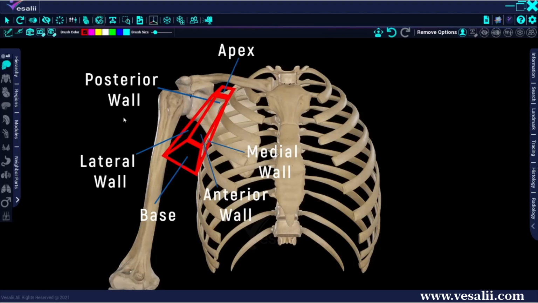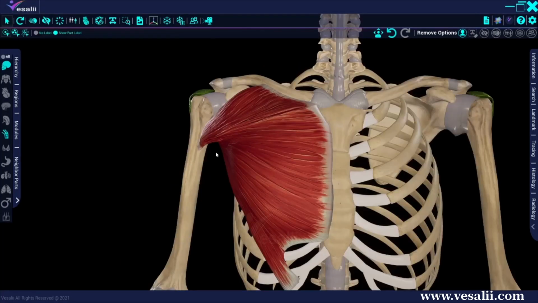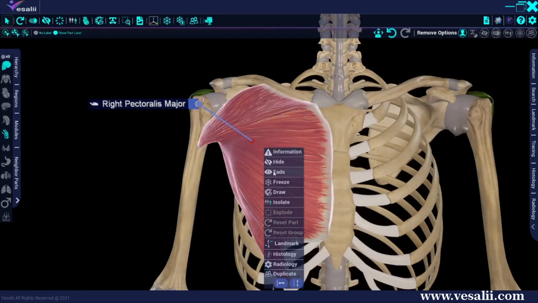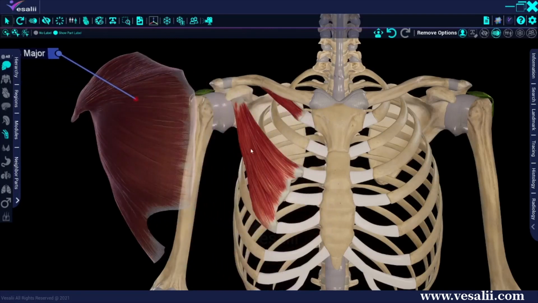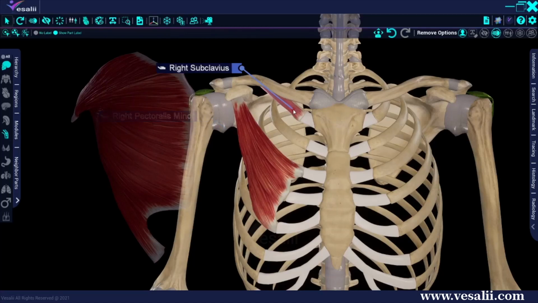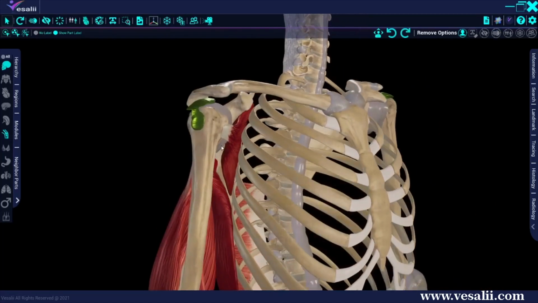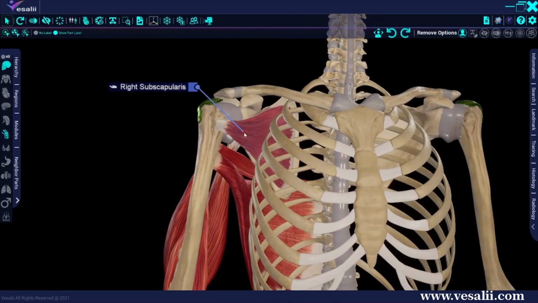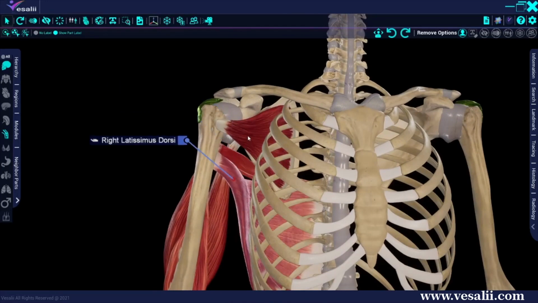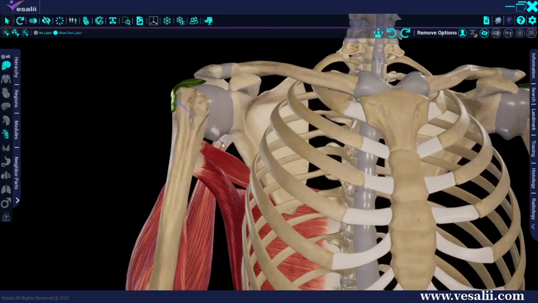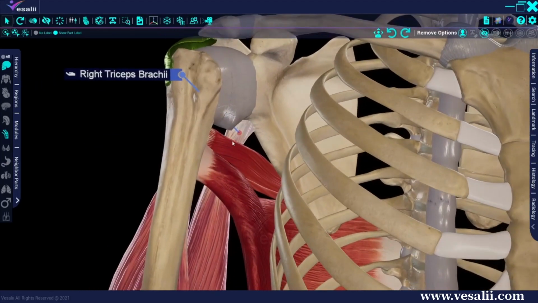Now let's look at the muscles that form these walls. The anterior wall of the axilla is made up of pectoralis major and the underlying pectoralis minor and subclavius. The posterior wall consists of subscapularis, teres major, latissimus dorsi, and the long head of triceps that passes vertically down the wall and into the arm.